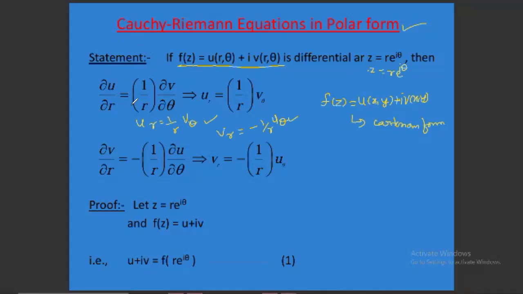Let us consider z is equal to r into e power i theta. Then f of z is equal to u plus iv. Now I am going to substitute these values: u plus iv is equal to f of r into e power i theta. So this is nothing but u plus iv is equal to f of r e power i theta.